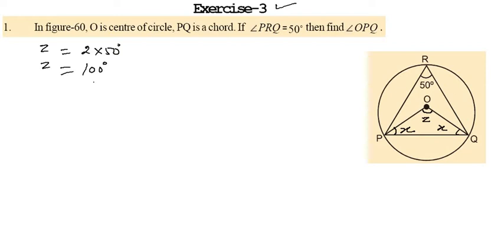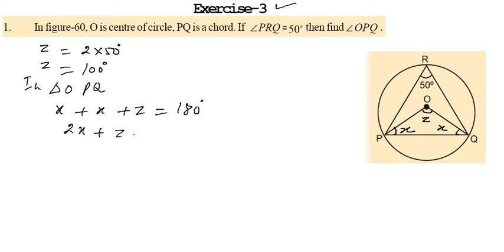Now in triangle OPQ, there is the X. How many angles? X plus X plus Z is equal to 180 degree. So it is 2X plus Z is equal to 180 degree. So put the value of Z. Z is 100 degree. So 2X plus 100 degree is equal to 180 degree.